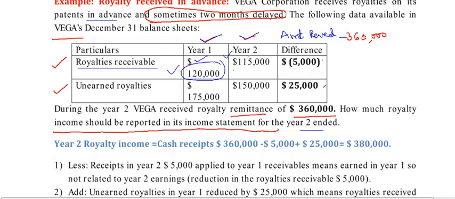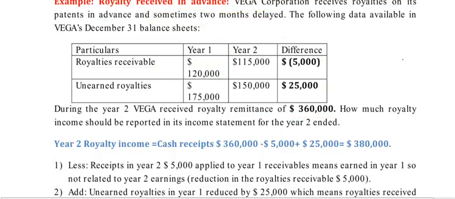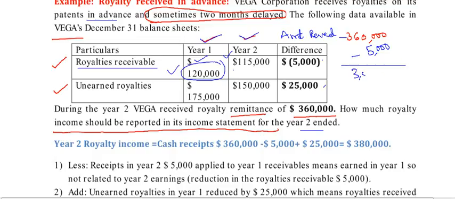So that 5,000 is already included in 360,000, right? So the 5,000 will be deducted. The value is 355,000, the royalty related to this year. We are assuming. Okay.